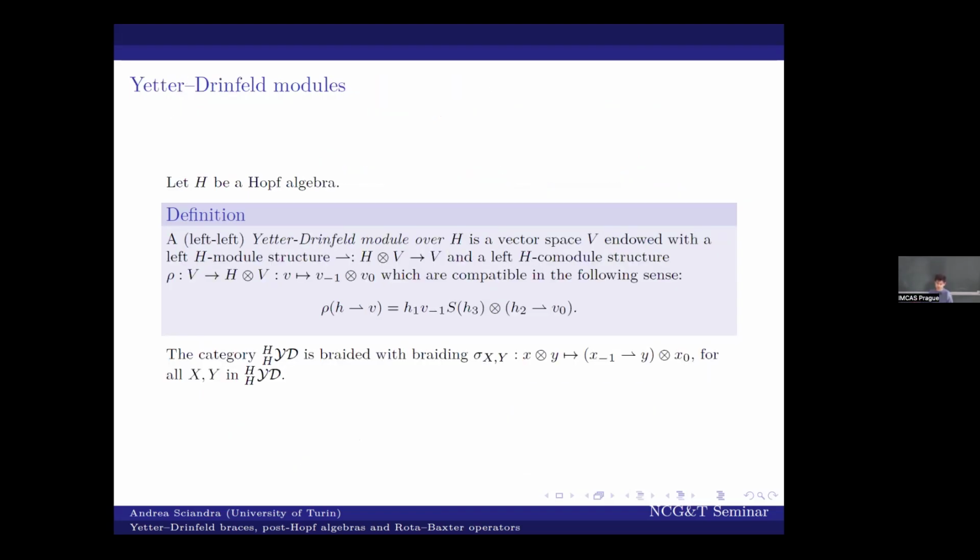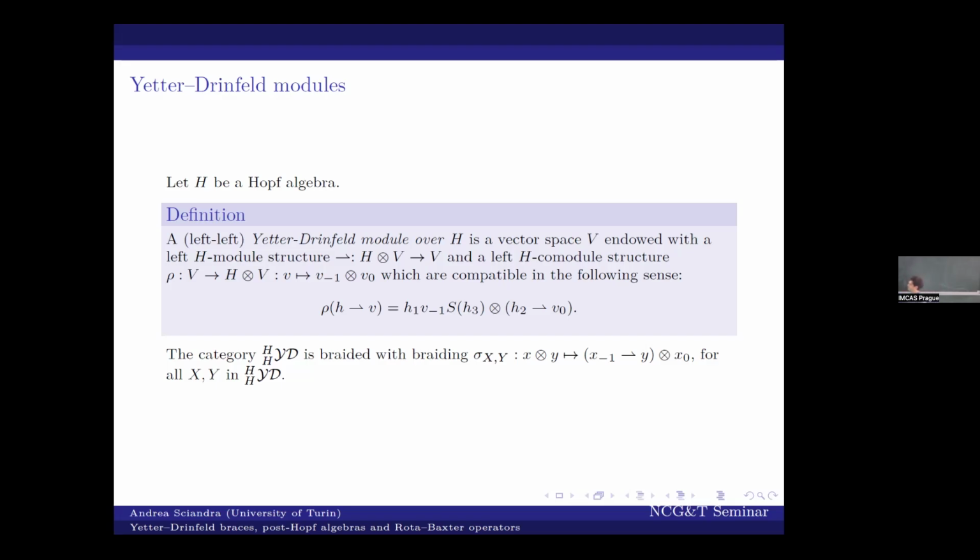As Davide said before, we can also define Drinfeld modules for a bialgebra H, but we give the definition for a Hopf algebra because this is what we use later. A Drinfeld module over a Hopf algebra H is a vector space with a left module structure, which we denote by this harpoon, and a left H-comodule structure, which we denote by rho. We use Sweedler notation, so we omit the summation symbol. They are compatible in the following sense, and this is the same compatibility that Davide told you before.